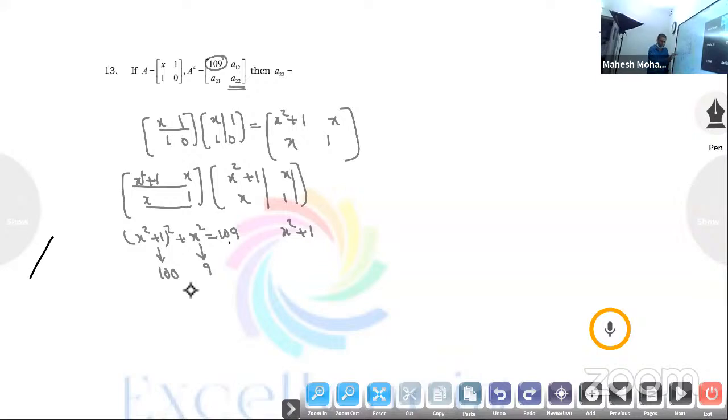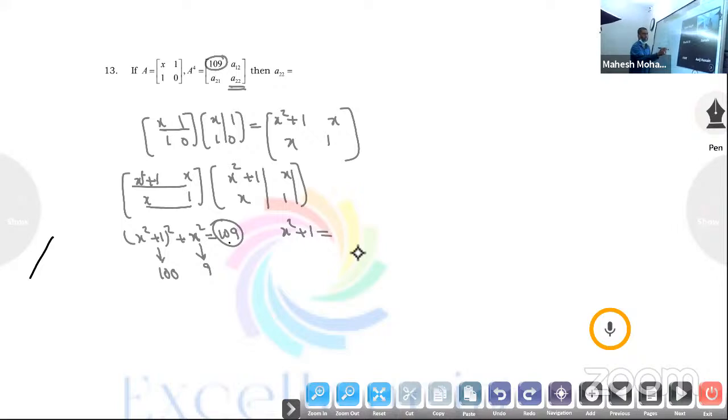See, it is the perfect square, a sum of two perfect squares. Very simple, 9 is seen for us, so 100 plus 9. So x square is 9, this is 100. So understood, x square plus 1, this answer is what? 100. So x square plus 1 is what then? 10. Our answer is 10.